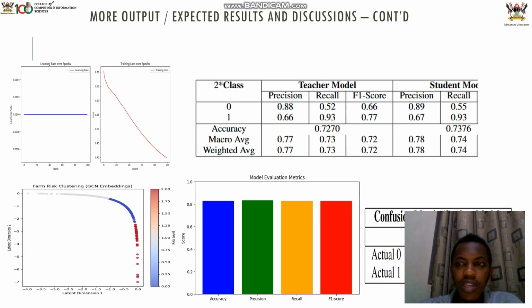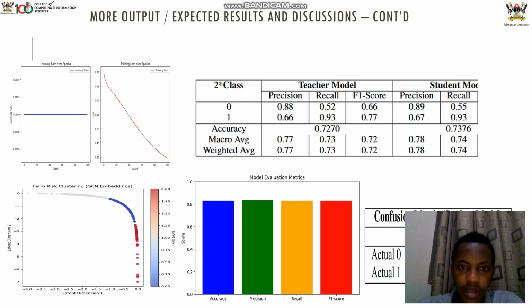This is also another model. Briefly, it also performed well with an accuracy of 72.7, which is not bad. And these graphs portray the learning rate, the training loss, the farm risk clustering, and the model evaluation matrix.